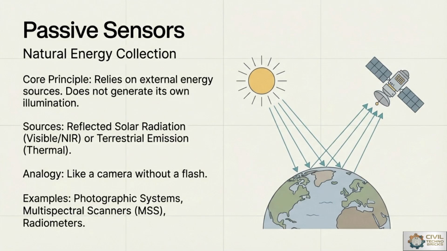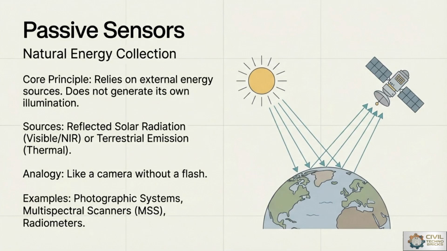The passive sensors and the active sensors are the two types of sensors. Passive sensors are dependent on external energy sources such as sunlight or naturally emitted thermal radiation from the Earth's surface. They record reflected energy in the visible and near infrared regions, and emitted energy in the thermal region. For example, it includes photographic cameras, multispectral scanners, and radiometers.